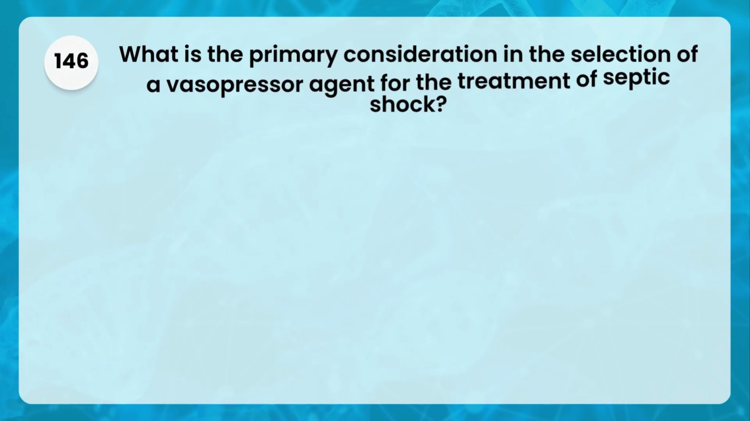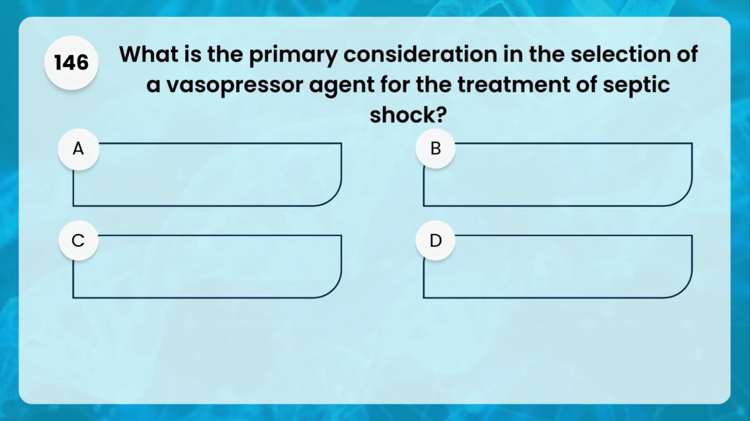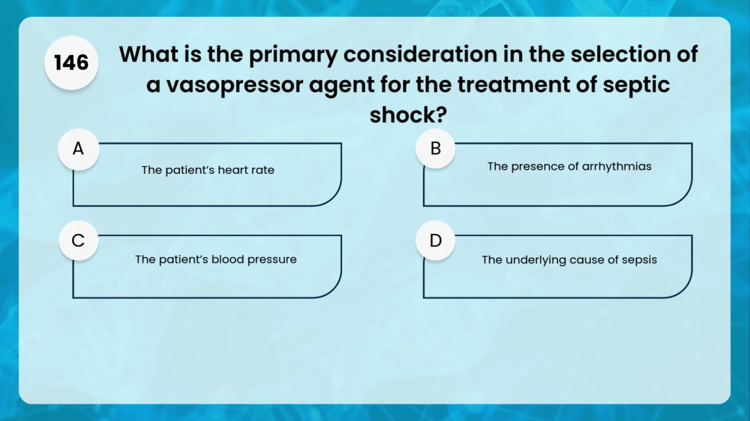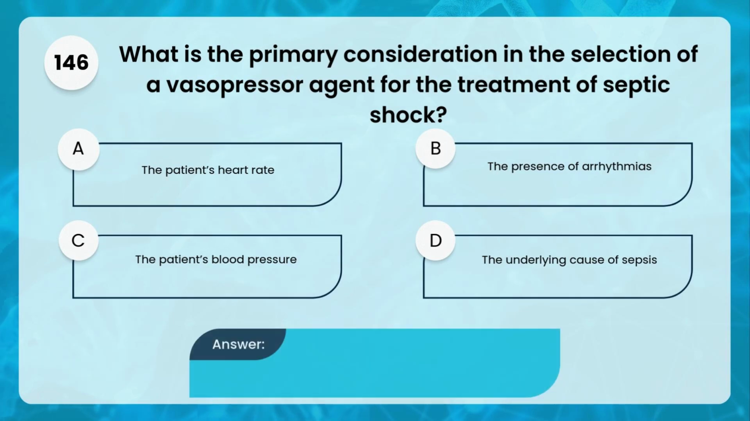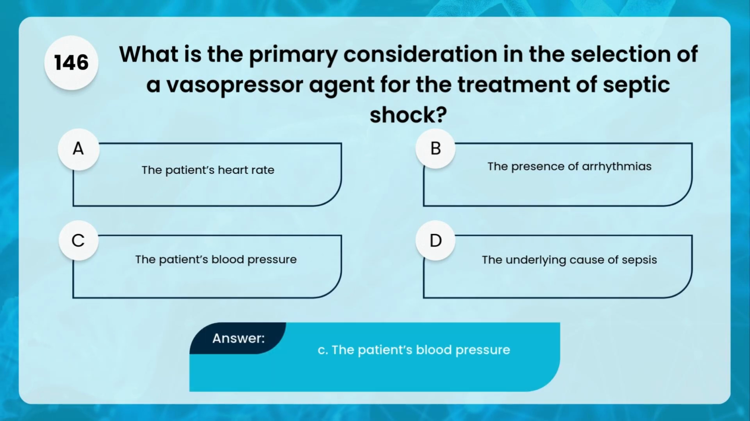146. What is the primary consideration in the selection of a vasopressor agent for the treatment of septic shock? A. The patient's heart rate. B. The presence of arrhythmias. C. The patient's blood pressure. Or D. The underlying cause of sepsis. The answer is C. The patient's blood pressure.